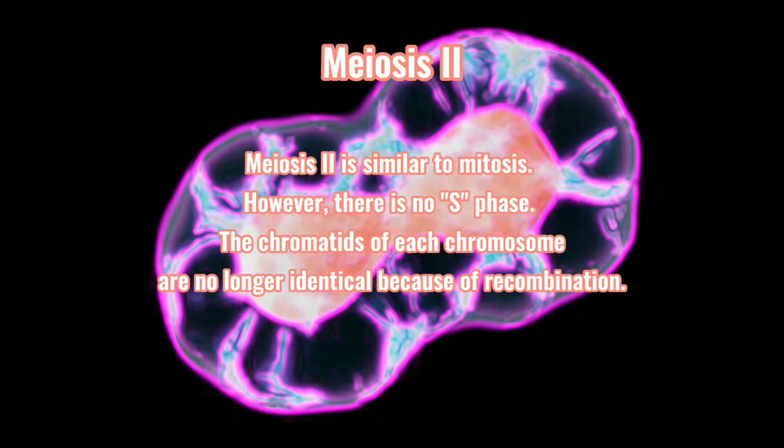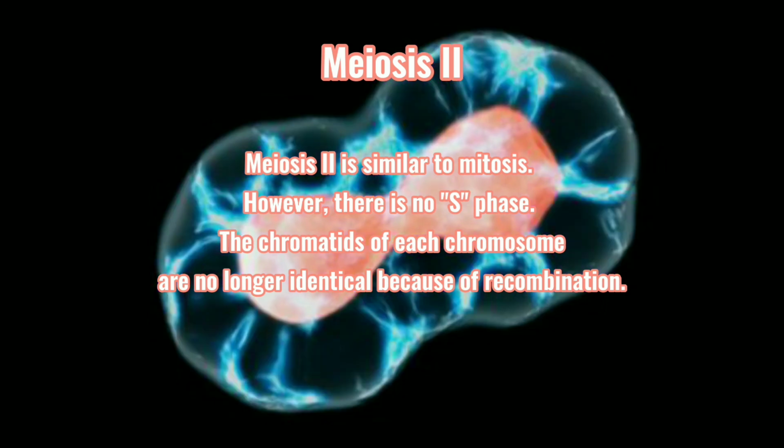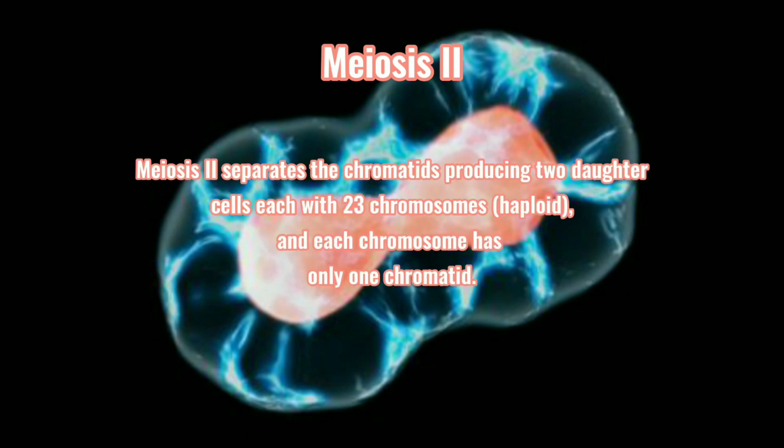Meiosis II is similar to mitosis. However, there is no S phase. The chromatids of each chromosome are no longer identical because of recombination. Meiosis II separates the chromatids to produce cells, each with 23 chromosomes, haploid, and each chromosome has only 1 chromatid.